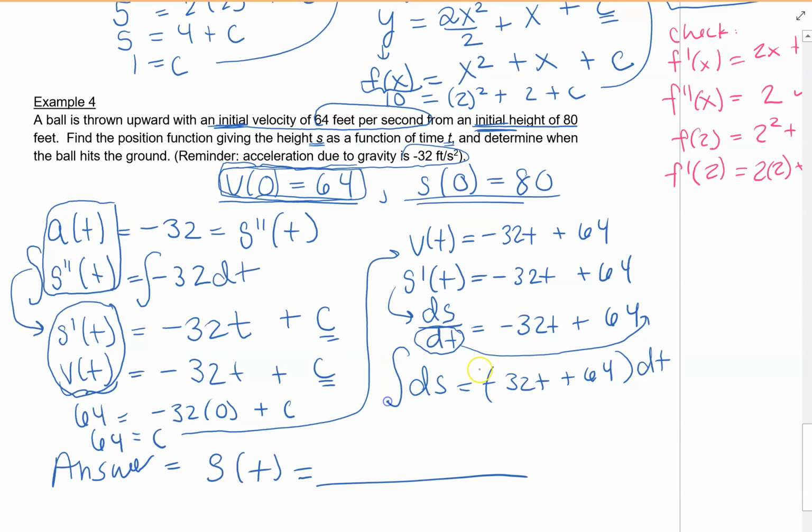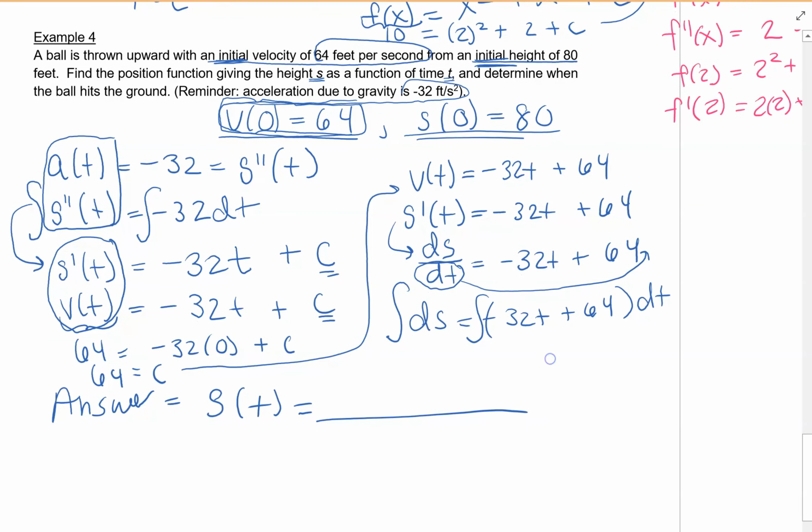I'm going to prepare both sides for integration. The antiderivative of 1 with respect to s would just be s. So there's my position function. This is negative 32t, so I'm going to use the constant multiple rule, which says just multiply your constant to the antiderivative of t to the first, which would be t squared over 2. The antiderivative of a constant with respect to t would be that constant, so 64 times t, and then I have to add my constant of integration.